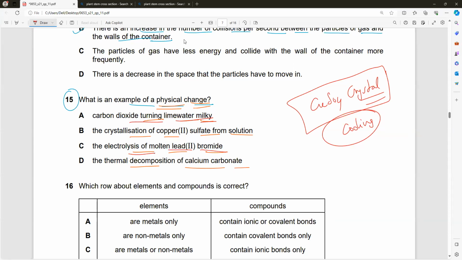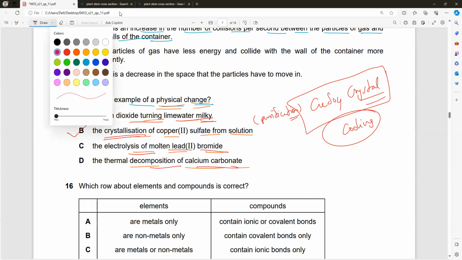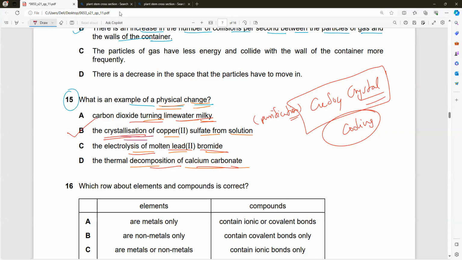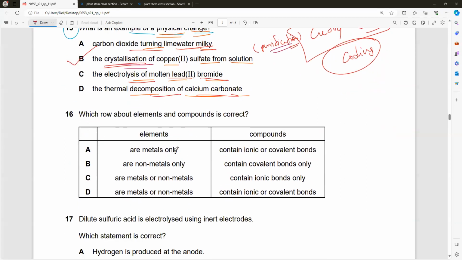Electrolysis of molten lead bromide, chemical. Decomposition is a chemical change. So what is the answer? Only the crystallization process. Crystallization is a purification process. So is purification a physical process or chemical process? Everybody, it is the physical process. Please remember that. So crystallization is a physical process. We just use this method to obtain the pure substances. So nothing else is there.